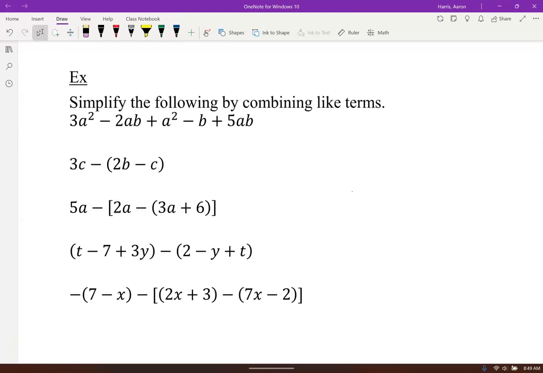Let's simplify by combining like terms. So I look at the a squared and I say, well, who else is a squared? There's another a squared. So 3a squared plus a 1a squared gives me 4a squared. Again, remember there's a 1 right there, right? And now we have minus 2ab plus 5ab. Negative 2 plus 5 is 3ab, positive 3ab. And it looks like this minus b, that's just a loner.